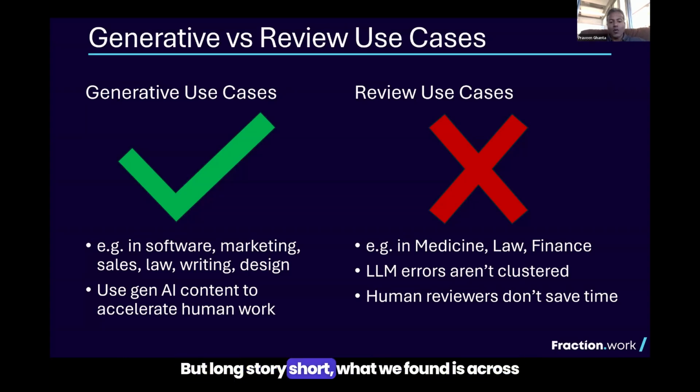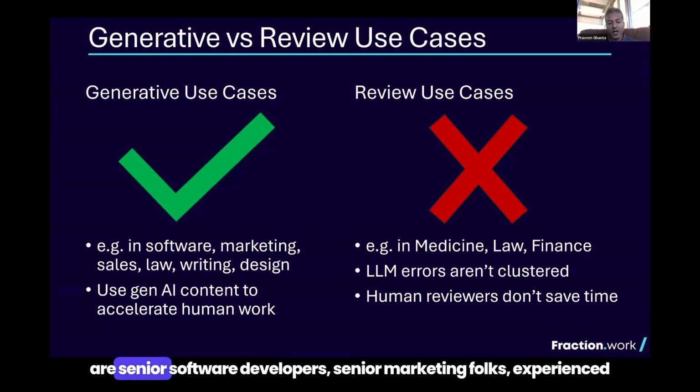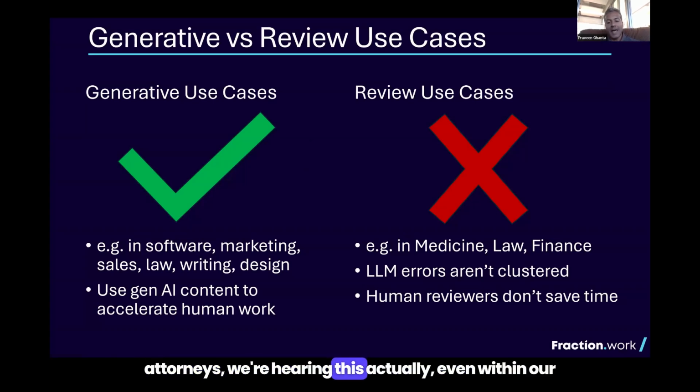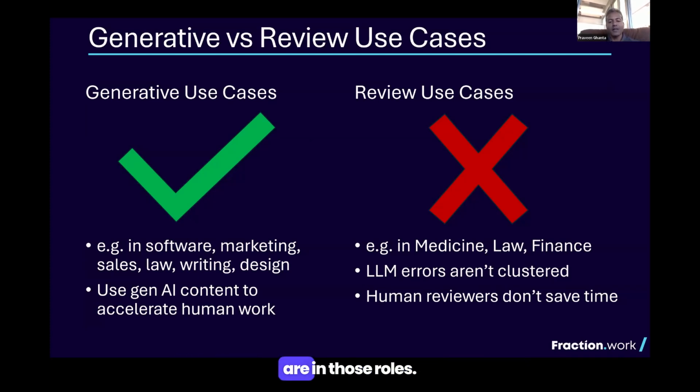But long story short, what we found is that across a wide range of industries, using generative AI to generate a first version of something, an initial starting point, that humans then take and refine, works well. So humans, and typically folks that are experienced and senior in their field, whether those are senior software developers, senior marketing folks, or experienced attorneys. We're hearing this actually even within our client base, from folks who are in those roles.